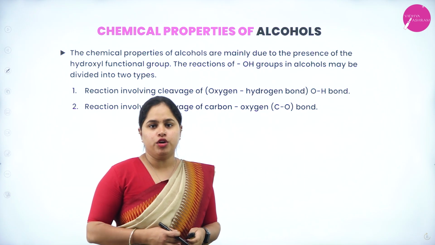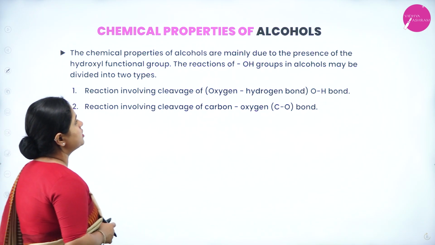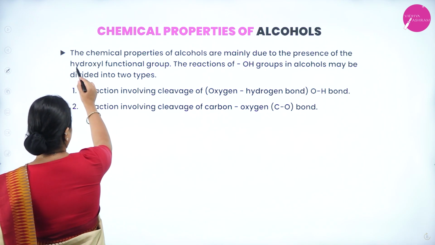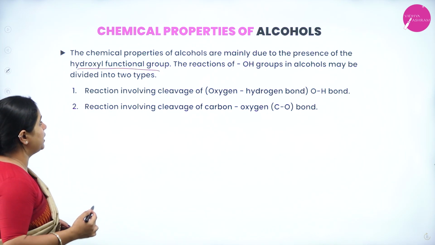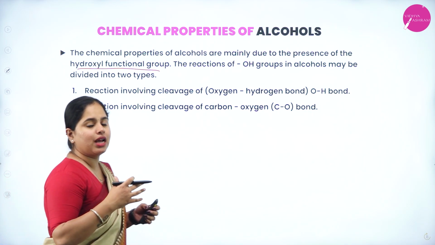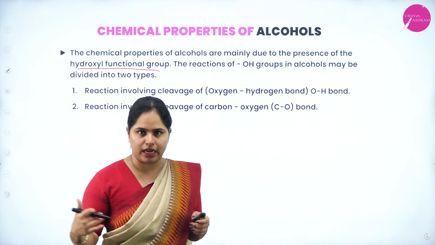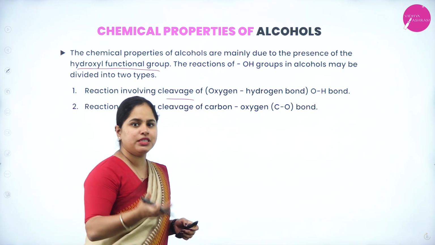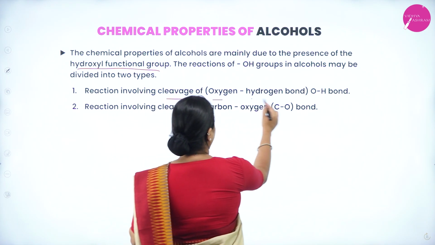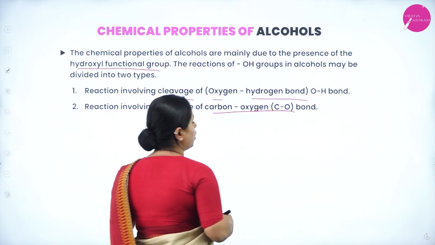So next we are moving on to the chemical properties of alcohols. The chemical properties of alcohols are mainly due to the presence of the hydroxyl functional group. The reactions of the OH group in alcohols may be divided into two types. So we are going to classify it broadly into two types, and then we are going to discuss the various chemical reactions. The first one is reactions involving cleavage. What does cleavage mean? It is the breaking of the oxygen-hydrogen bond, and also the reactions involving the cleavage of the carbon-oxygen bond.